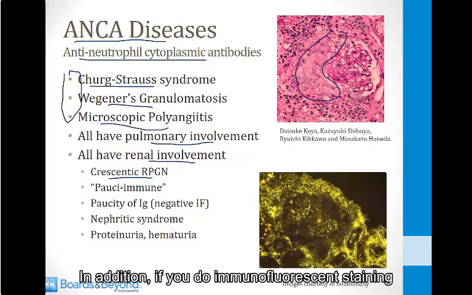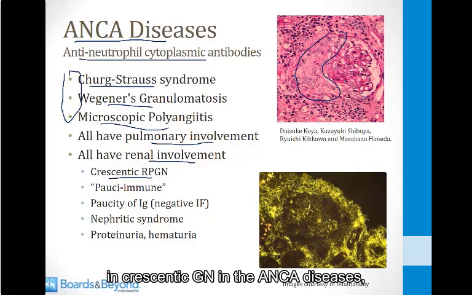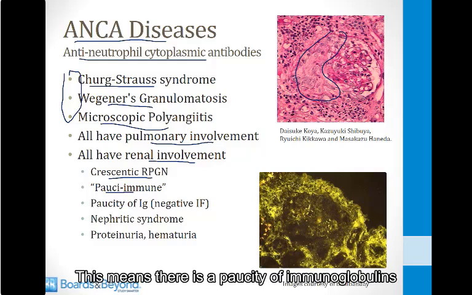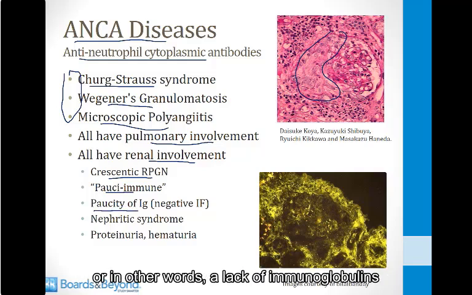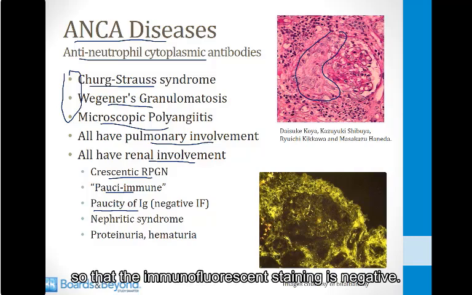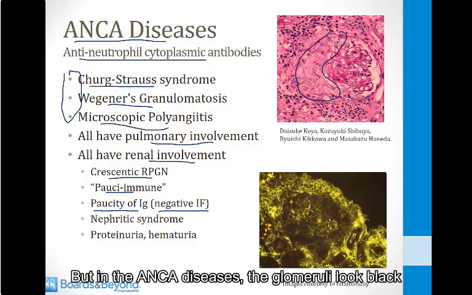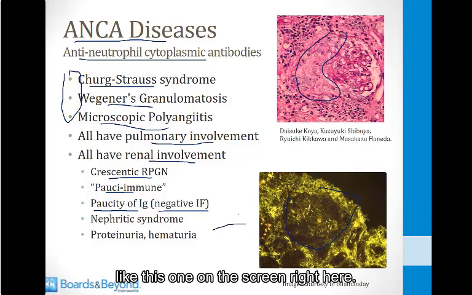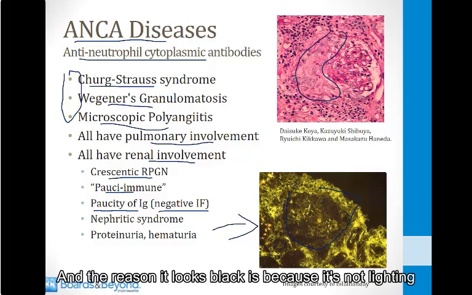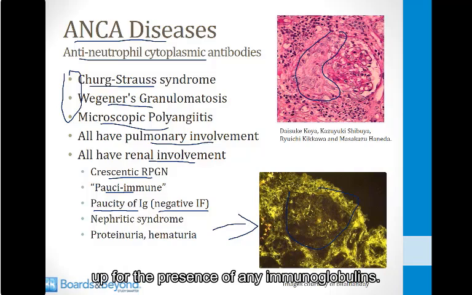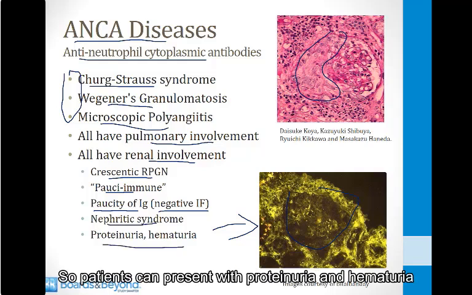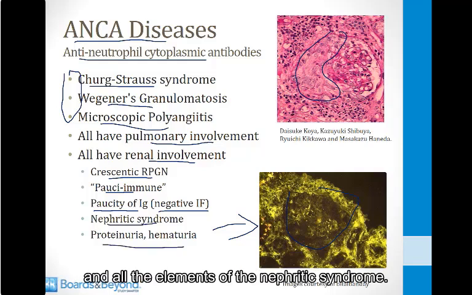In addition, if you do immunofluorescence staining in crescentic GN in the ANCA diseases, what you will see is pauci-immune findings. This means there is a paucity of immunoglobulins, or in other words, a lack of immunoglobulins, so that the immunofluorescence staining is negative. So if you stain for antibodies and they are present, the glomeruli will light up. But in the ANCA diseases, the glomeruli look black, like this one on the screen right here. And the reason it looks black is because it's not lighting up for the presence of any immunoglobulins. In addition, all three of these disorders cause the nephritic syndrome, so patients can present with proteinuria and hematuria and all the elements of the nephritic syndrome.